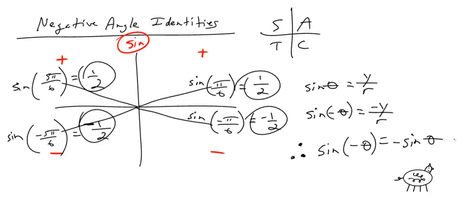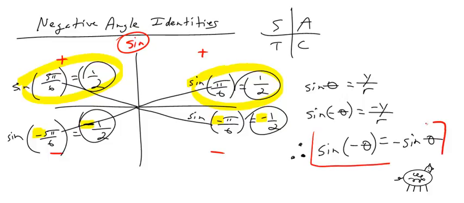Alright, that's kind of what that says, because again we can take any example here, and if you have a negative angle, the answer is negative of the positive value. That's what I'm looking at. It's negative of this positive value. So this belongs in a red box. That's sine of negative theta is equal to negative sine of theta.